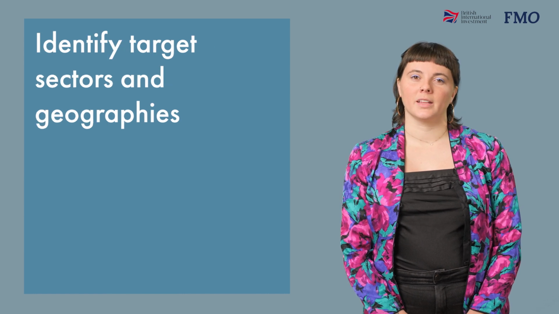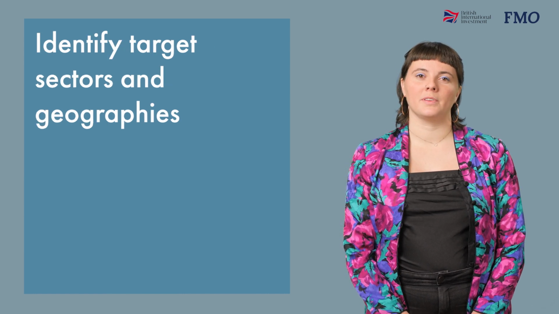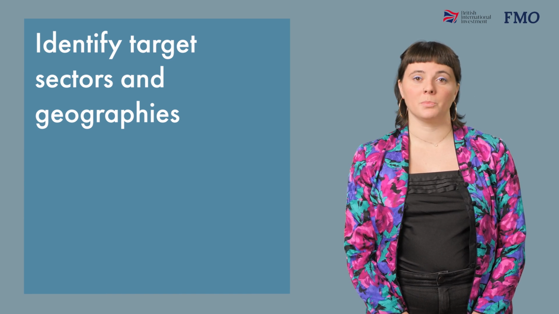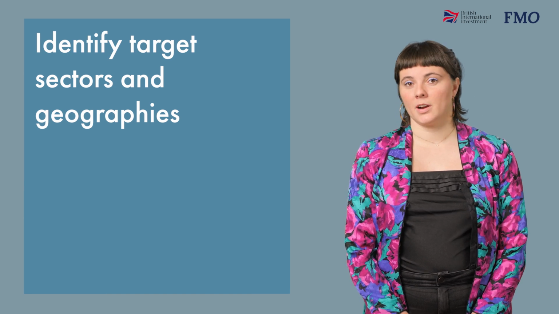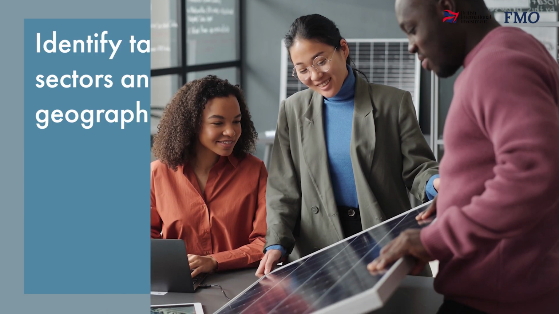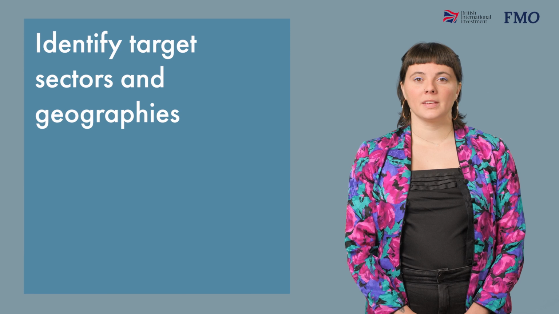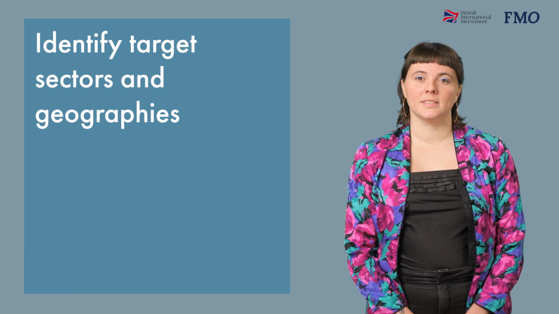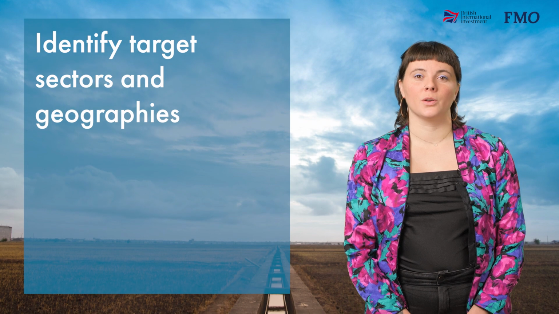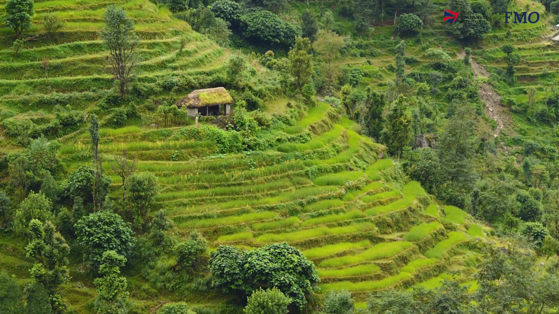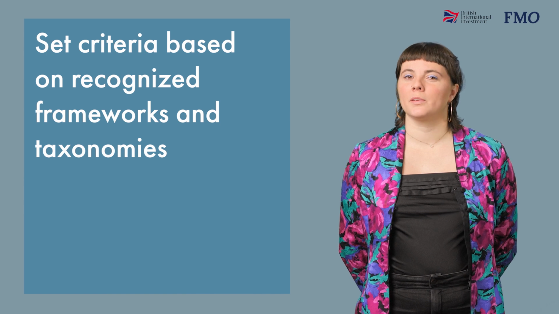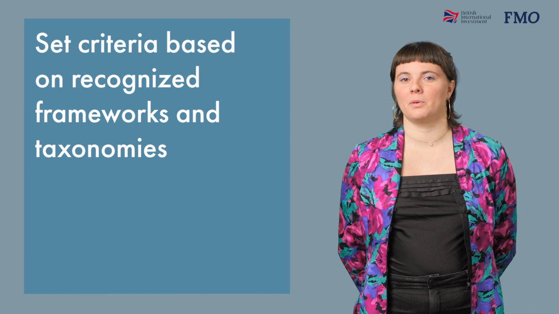Once your objectives are clear, identify the sectors and geographies that align with your expertise and goals. For example, if you're knowledgeable about renewable energy, you might target investments in solar or wind projects in emerging markets. If agriculture is your area of focus, you could explore opportunities in climate-smart farming practices, such as water-efficient irrigation or agroforestry systems. It's also essential to set clear criteria for what qualifies as a climate investment in your portfolio.